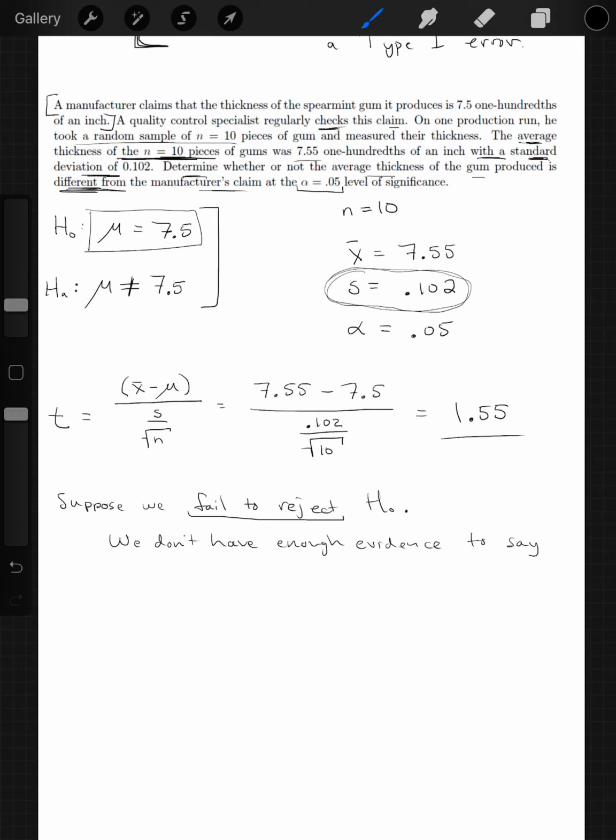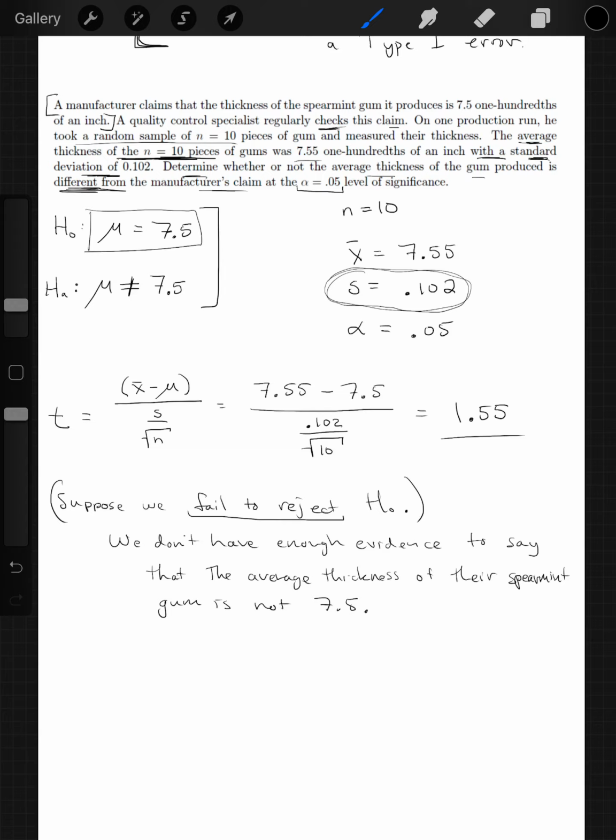So we don't have enough evidence to say that the average thickness of their spearmint gum is not 7.5. Right. So that would be our interpretation of this conclusion, right? Our conclusion is one of those two things. But we're going to get different interpretations based on the word problem that's built around us.